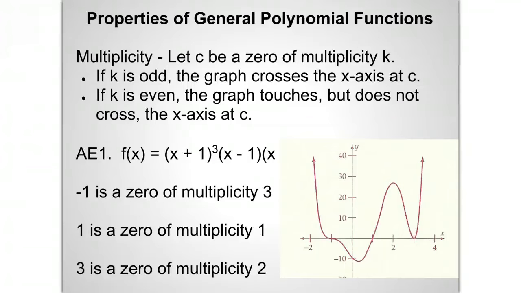Well, as far as multiplicity is concerned, if c is a zero of multiplicity k, if k is odd, like it is here and here, this one's cut off, but if it is odd, the graph will cross the x-axis at c, like it does here at -1 and 1. If it's even, the graph will touch but not cross, as that's what happens at 3. Remember, this is x minus 3 to the second power, multiplicity 2.